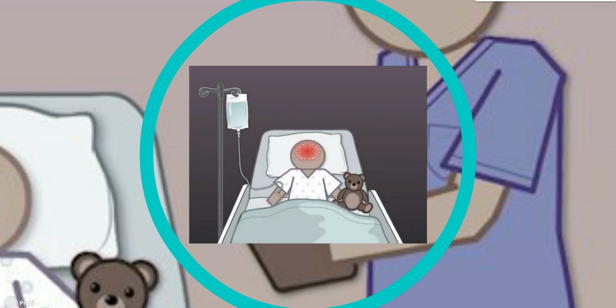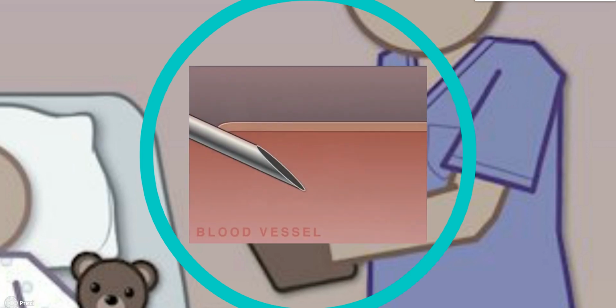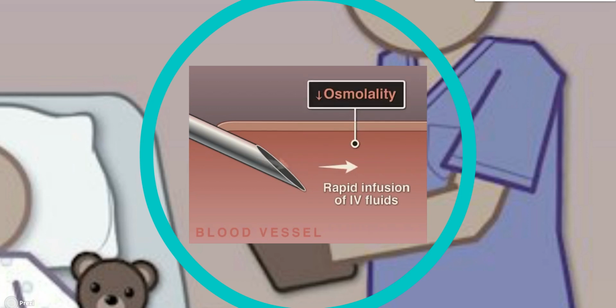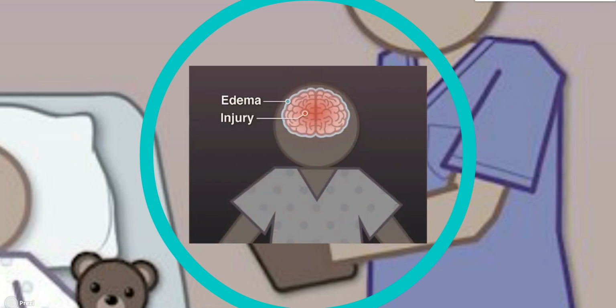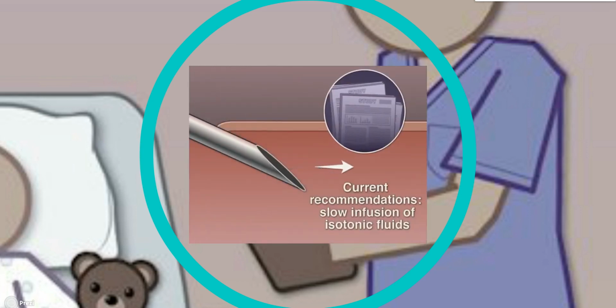Brain injury is an uncommon but important complication of pediatric diabetic ketoacidosis. One hypothesis has been that rapid infusion of intravenous fluids during treatment causes a reduction in serum osmolality, leading to brain edema and injury. Current recommendations based on retrospective studies suggest using a slow infusion of isotonic fluids.